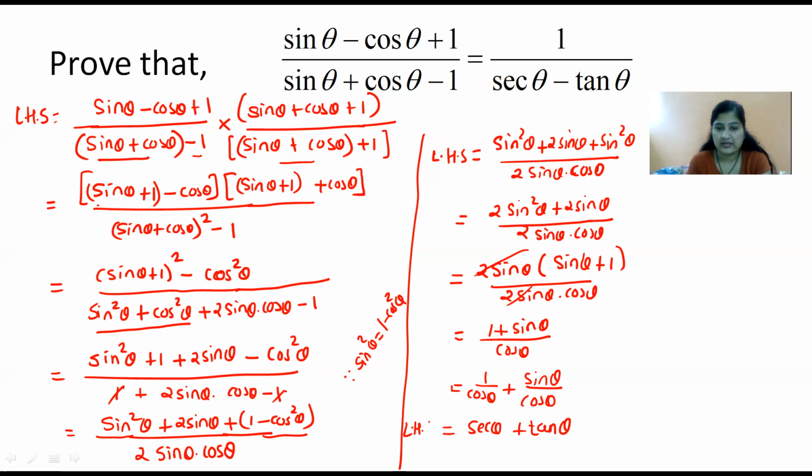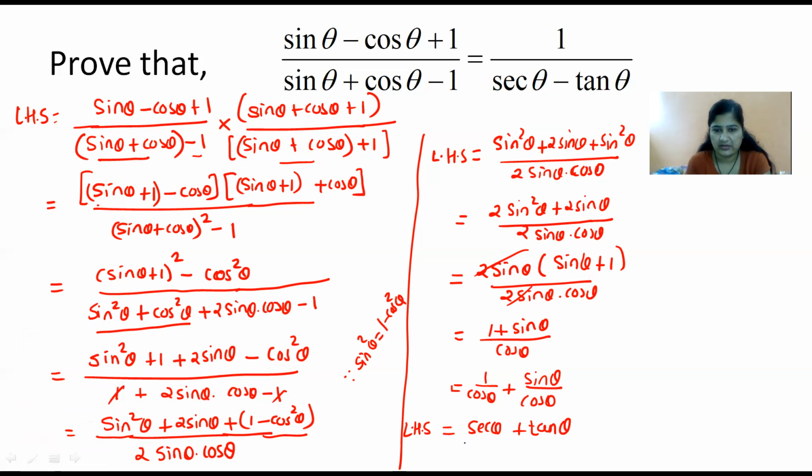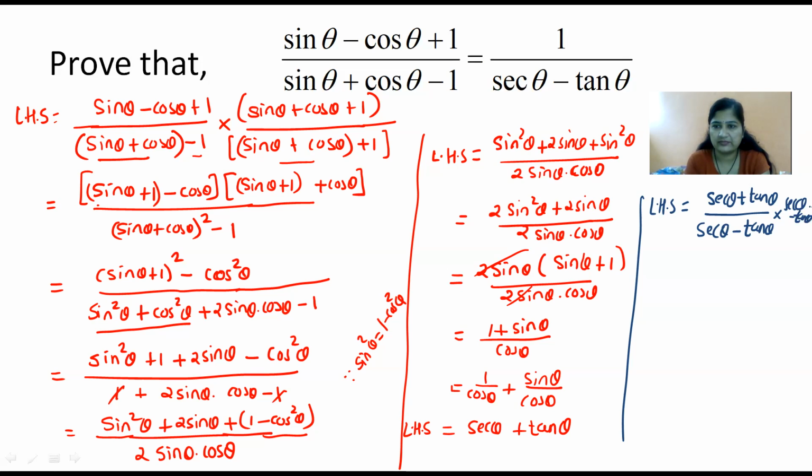But our RHS is 1 upon sec theta minus tan theta. So what we have to do is take rationalization. So we can write this as sec theta plus tan theta into, so LHS is sec theta plus tan theta upon sec theta minus tan theta into sec theta minus tan theta, right?